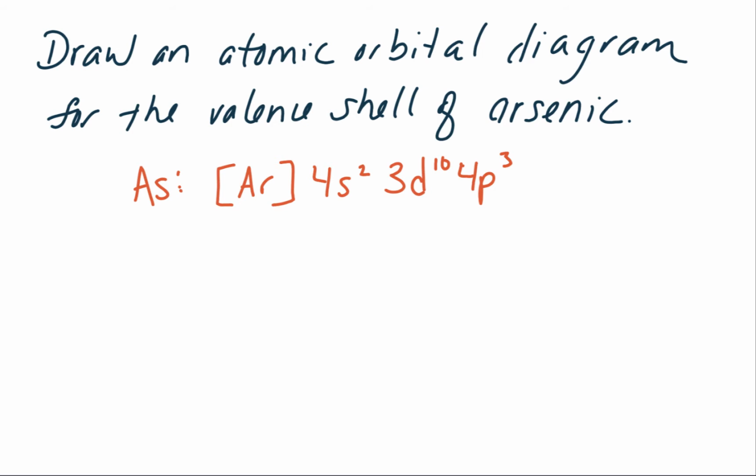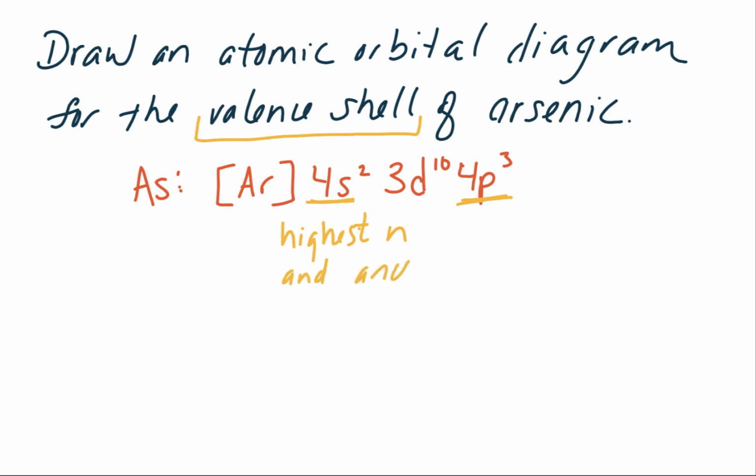Now this question particularly is asking us to draw an orbital diagram of the valence shell. So first we need to determine what the valence shell is. Now a valence shell is anything in the highest N, so the highest energy level. In this case, the highest energy level is 4, because energy levels 1, 2, 3, and 4 all have electrons in them, and 4 would be the highest of that.